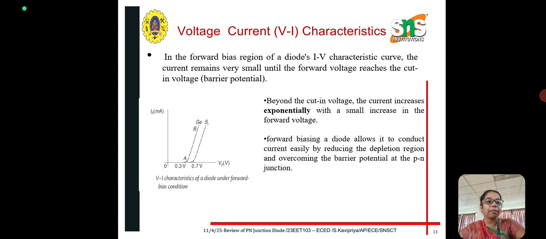This is indicated by this graph. Up to this barrier potential, there will be a gradual increase in the current, and once the barrier potential is reached, there will be a rapid increase in current because of the greater combination of electrons and holes.